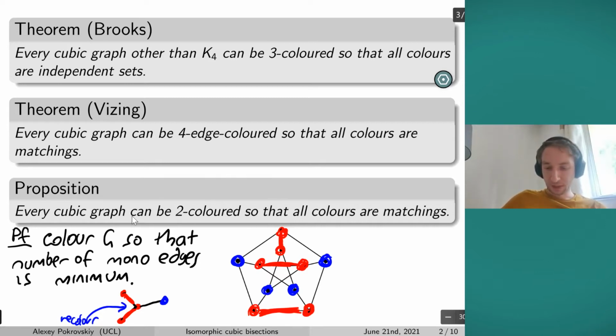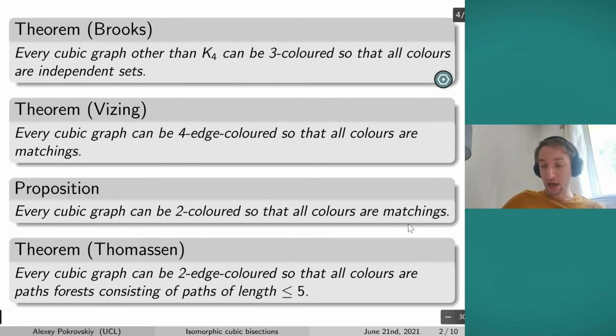So this is about coloring the vertices. If you're coloring edges, something analogous was proved by Thomason, who said that if you just use two colors, you can color the edges of a cubic graph such that all the monochromatic components are paths of length at most 5. So this is a much harder theorem. It actually improved on several earlier results, which were about getting paths which are longer than 5 potentially, and it even solved a conjecture. So this is a reasonably deep theorem, this Thomason, in contrast to the vertex version.